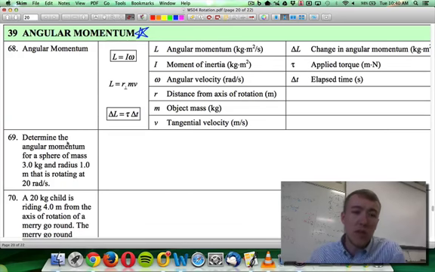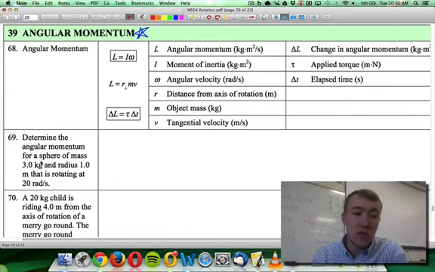It says determine the angular momentum for a sphere of mass 3 kilograms and radius 1 meter, and it's rotating at 20 radians per second. Big thing to note here is it's a sphere. We've got the mass, the radius, and the velocity. So I'm going to look at my two equations here and decide which one to use. Because it gives me the angular velocity of radians per second, I'm going to look at this first equation and try that one.